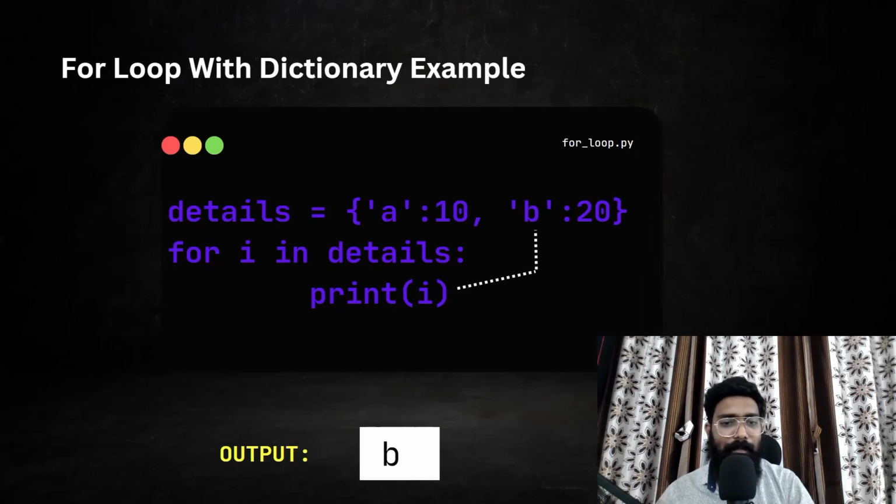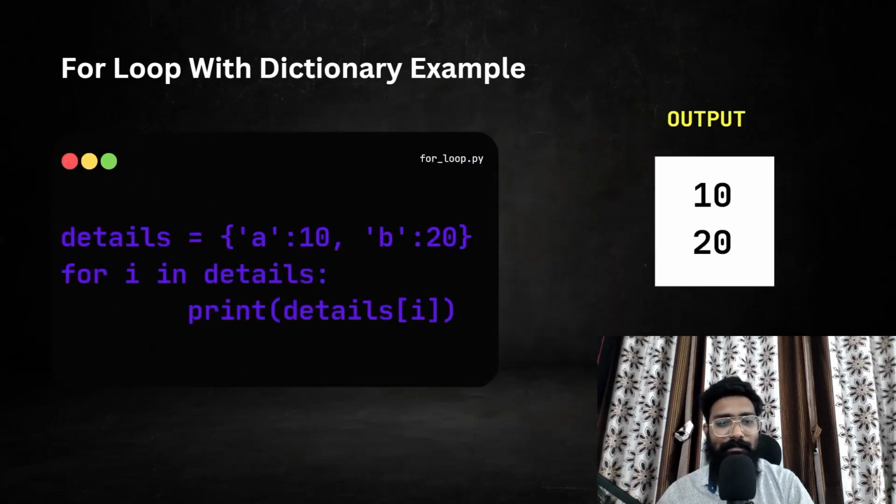For example, if I wanted to print 10 and 20, the way I am going to do it is something like this: for i in details, opening closing square bracket and i. What I am feeding is a key. So that particular i is nothing but the key and it will return my value. So details of A will return 10 and details of B will return 20. Let's see the practical implementation of all of this.